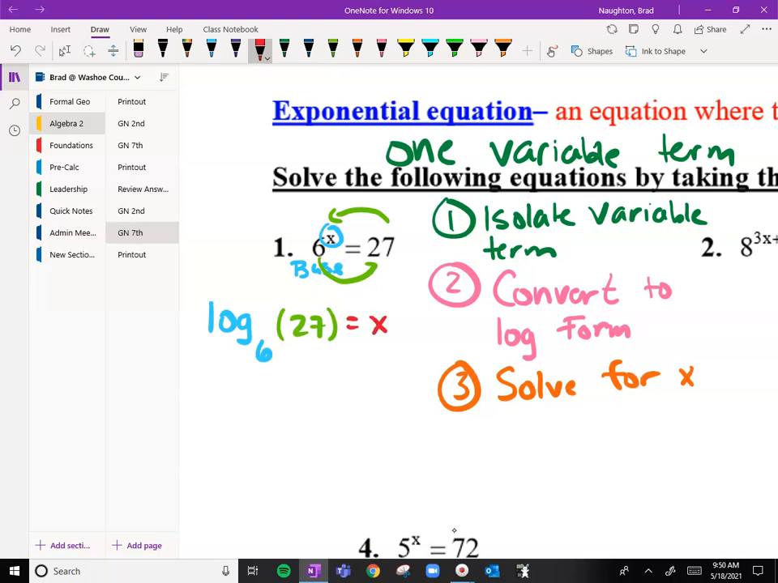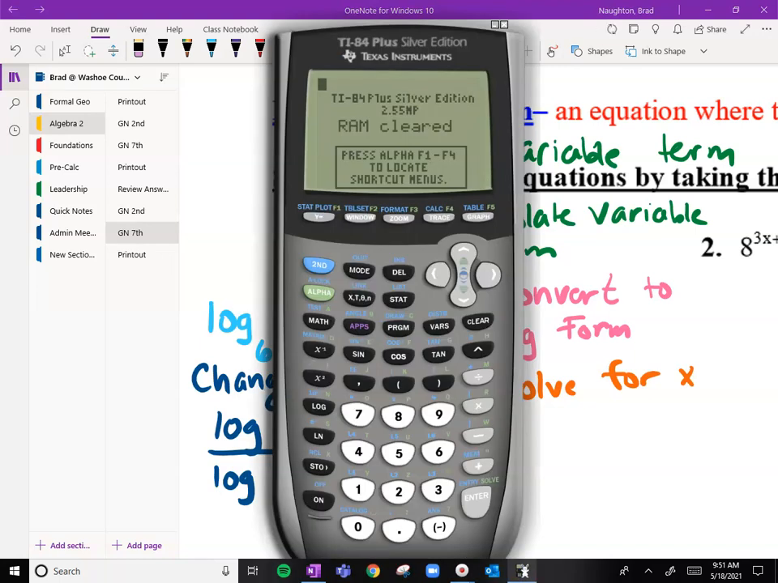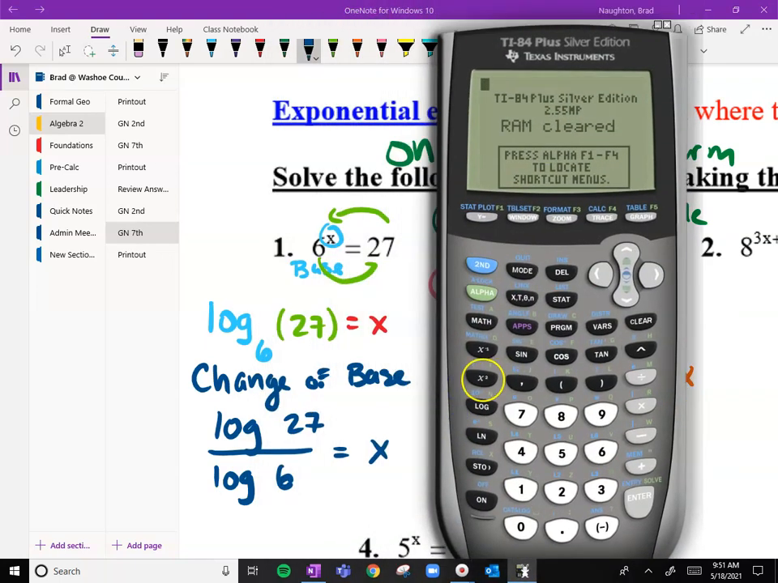Well, now our x is isolated, and so we have to use our change of base rules to solve this. So we're going to say log of 27 divided by the log of 6 is what we're going to get our answer for x. So we get our calculator out. We'll do log 27 divided by the log of 6. And then we're going to get 1.83.